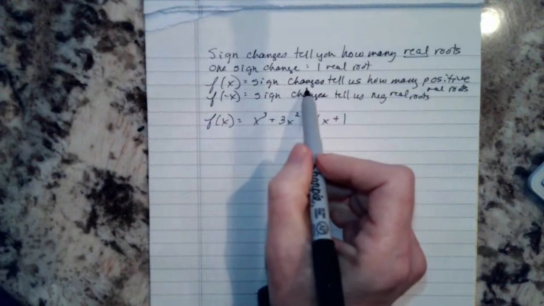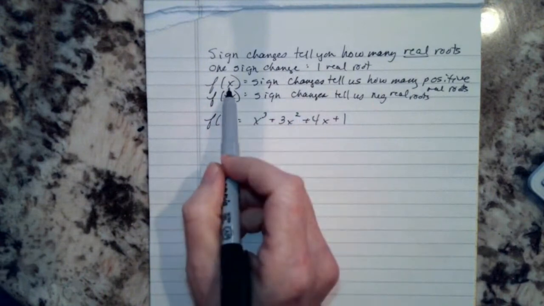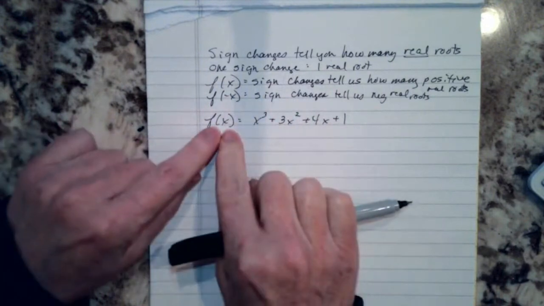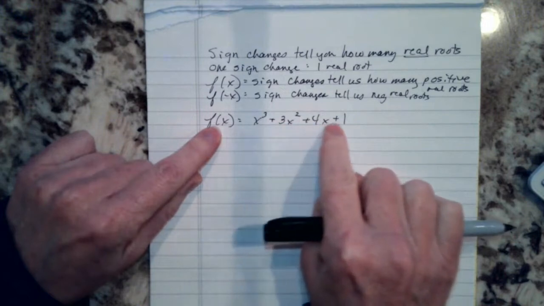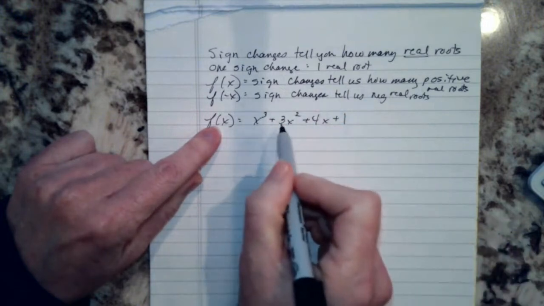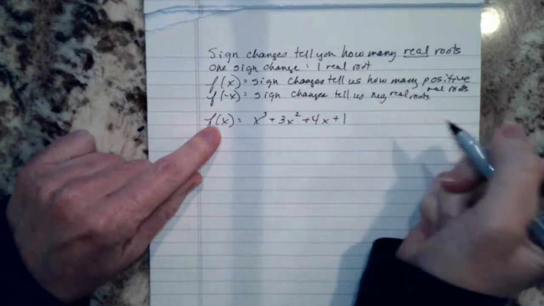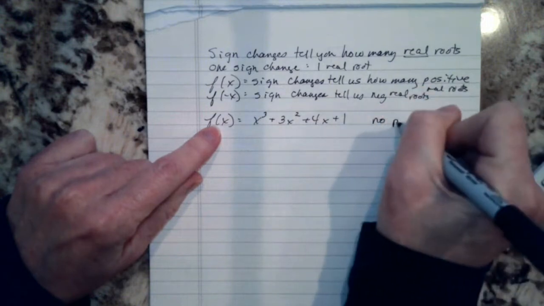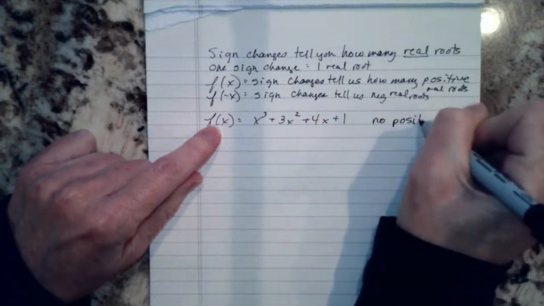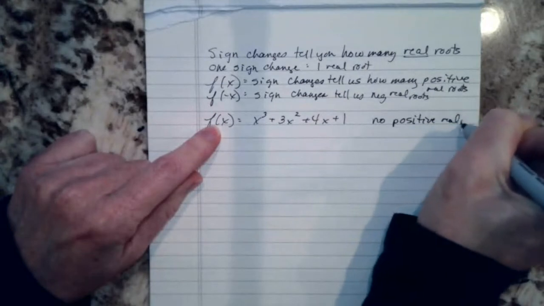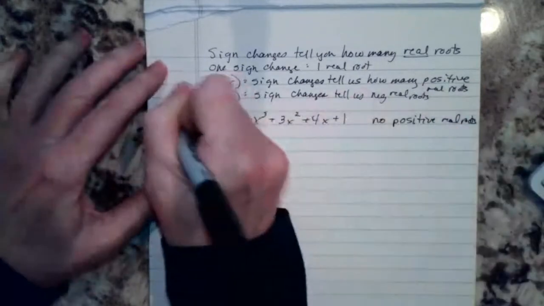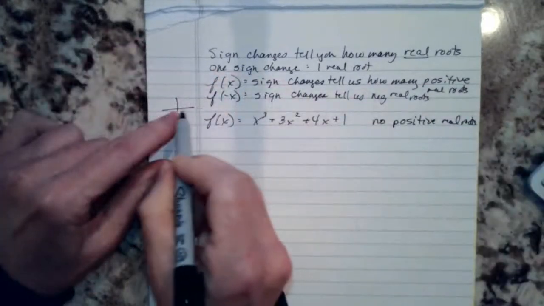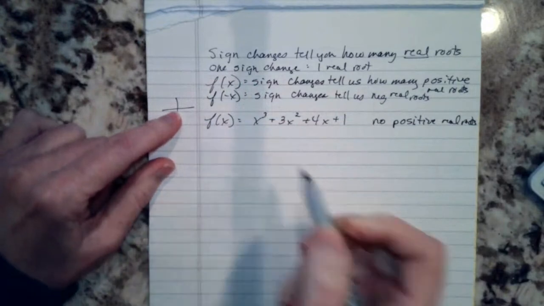We're told that by the sign changes, when you're looking at the equation itself, that's what this is, f of x. Let's look at how many sign changes we have. Positive, positive, positive, positive. 0 sign changes. So there will be no positive real roots here. It will not cross the x-axis over here. That's just not going to happen.